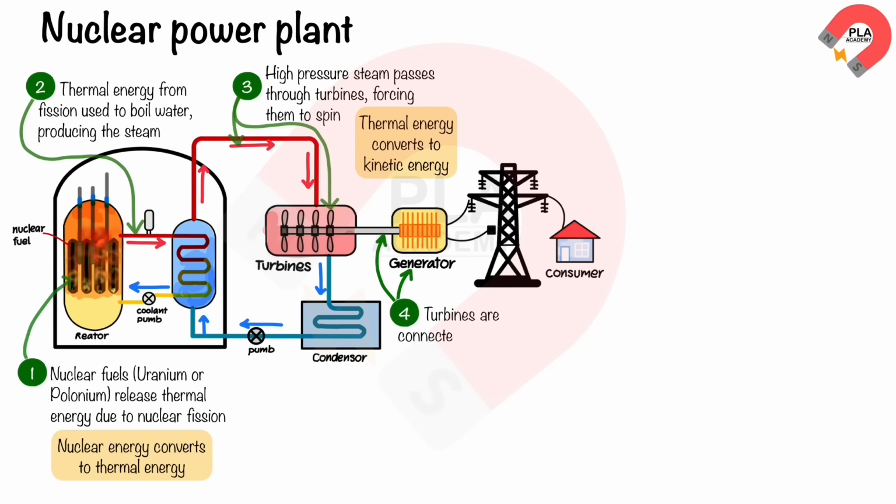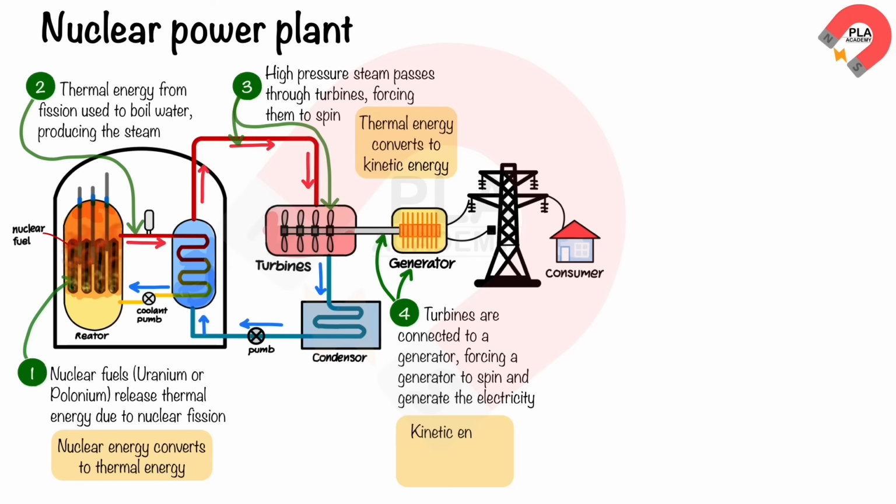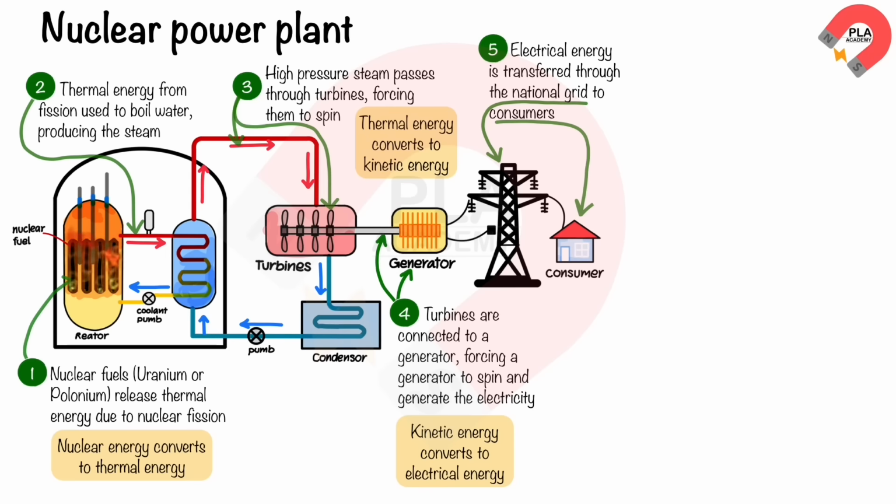The turbines are connected to a generator, which causes the generator to spin and produce electrical energy. This converts kinetic energy to electrical energy. This electrical energy is transferred through the national grid to homes or industrial factories. The water steam that passed through the turbines is sent to a cooling condenser and returns to the boiler again.